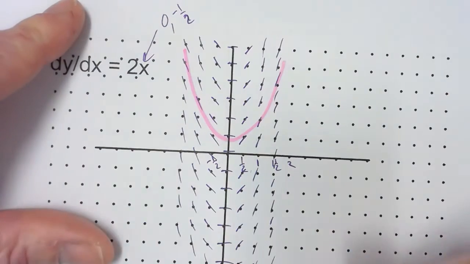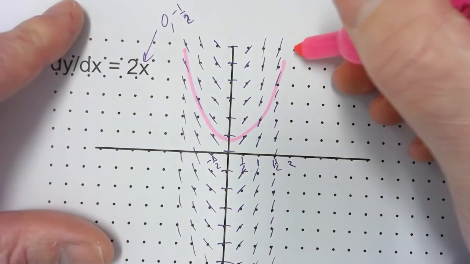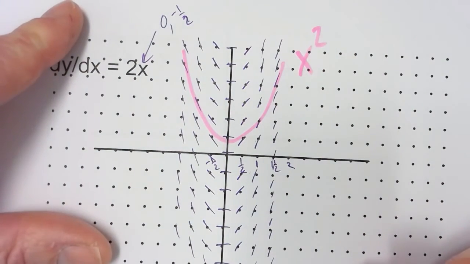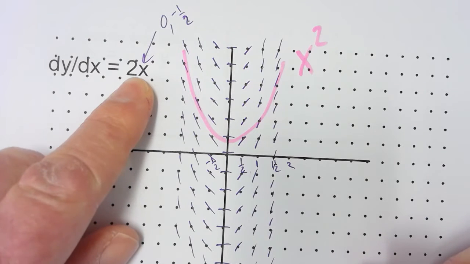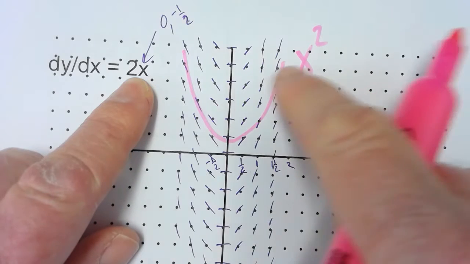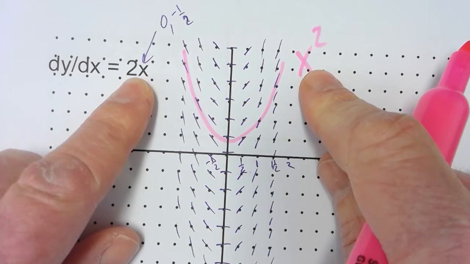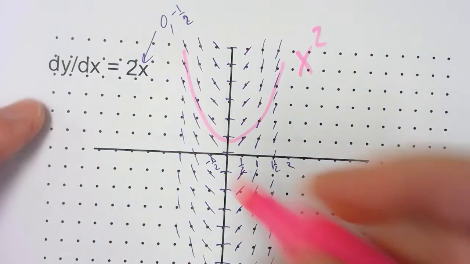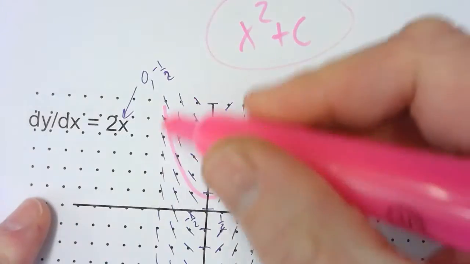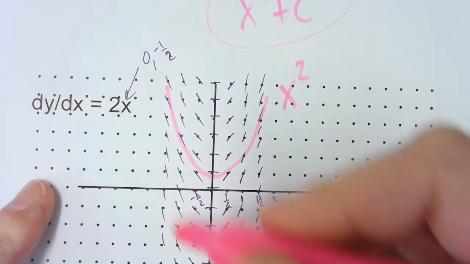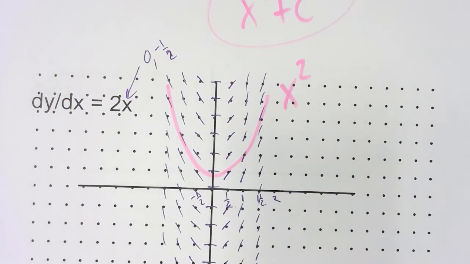Whoop, like that. And what does that look like? That looks like x squared, doesn't it? It looks like a parabola. Well, what's the antiderivative of 2x? The antiderivative of 2x is indeed x squared, but it's x squared plus c, right? So the antiderivative of this is x squared plus c. So we don't know the initial condition, so we have infinitely many opportunities to draw Euler paths here.